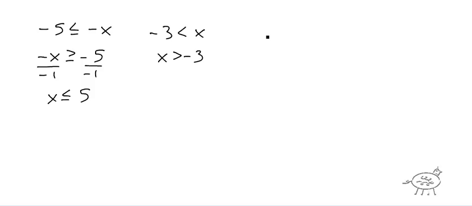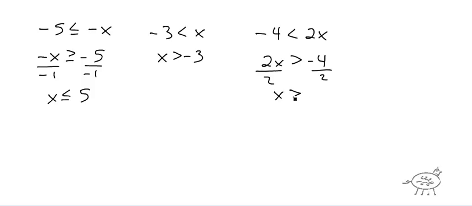So let's try another one here. Negative 4 is less than 2x. Flip it around. 2x, it's pointing to the negative 4, so it's going to point to the negative 4. Divide both sides by 2. X is greater than negative 2.